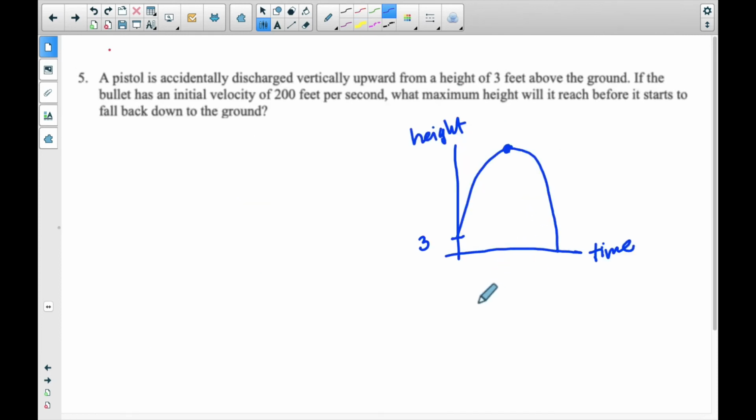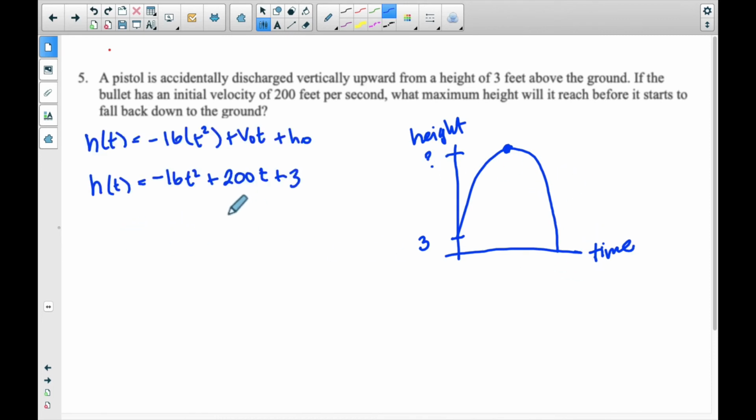All right, as always, I'm going to start number 5 by drawing a diagram. A pistol is accidentally discharged vertically upward from a height of 3 feet above the ground. If the bullet has an initial velocity of 200 feet per second, what maximum height will it reach before it starts to fall back to the ground? If you draw a diagram, you can see what's going on. It's starting at a height of 3. It goes up to its max point. That's what we need to find, what that height is, and then it's going to come back down.